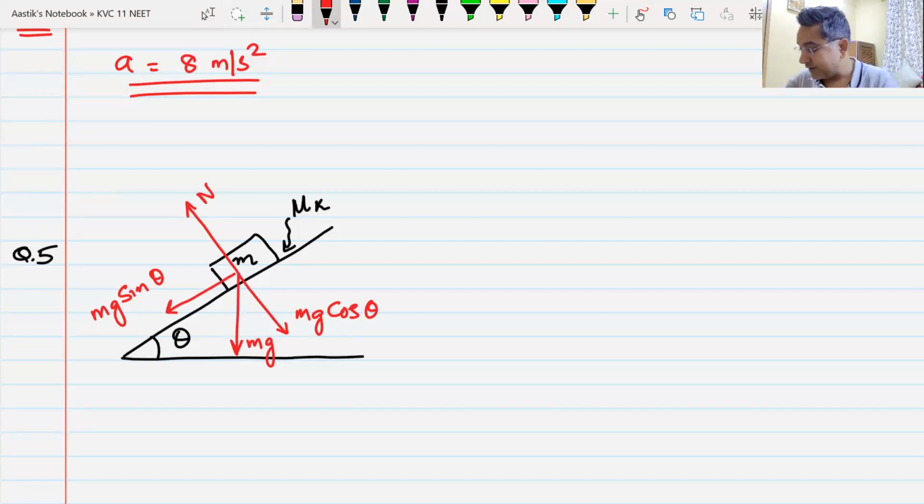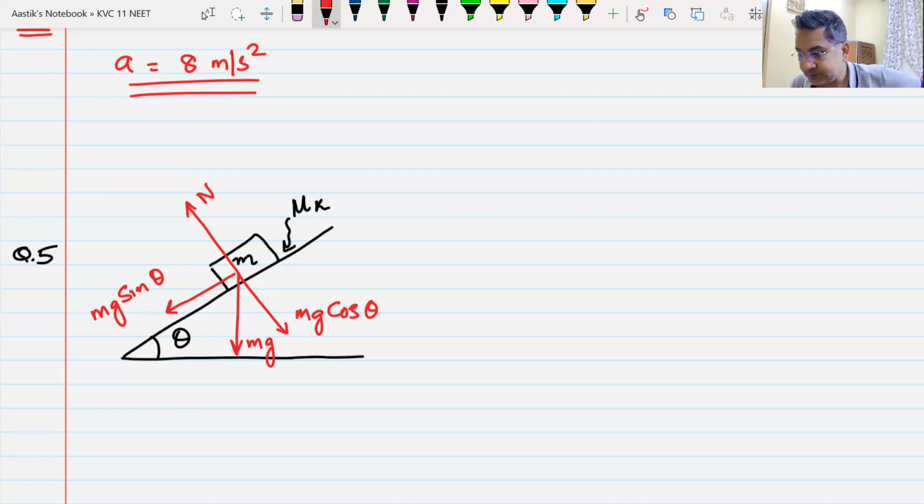Now remember, this block, because of this mg sin theta force, wants to move down. It will move down. Someone will try to stop it. Who is that someone who will try to resist the relative motion? What is that thing that will resist the motion? Will someone oppose the motion, or will it just go?